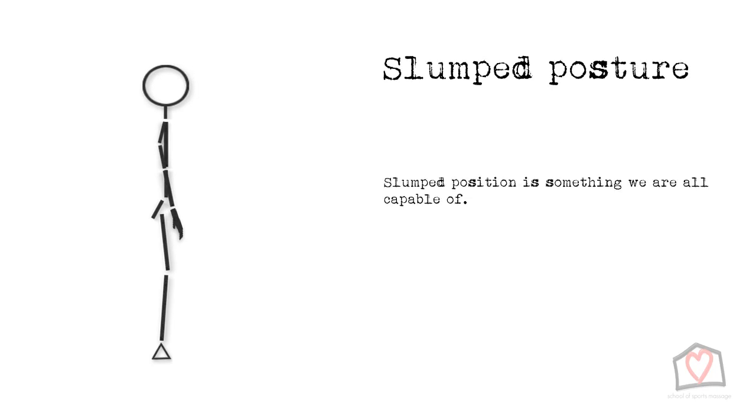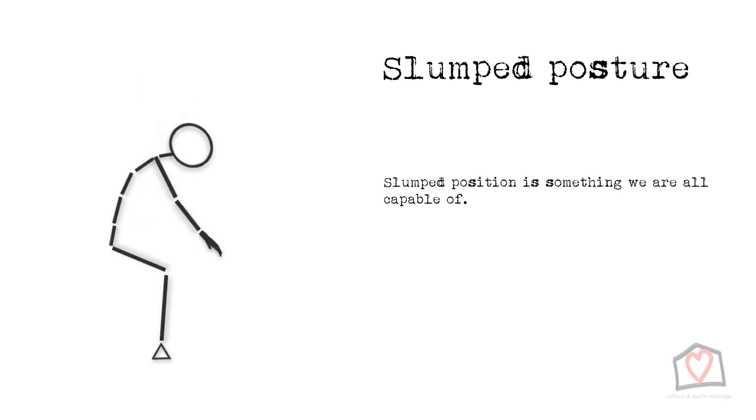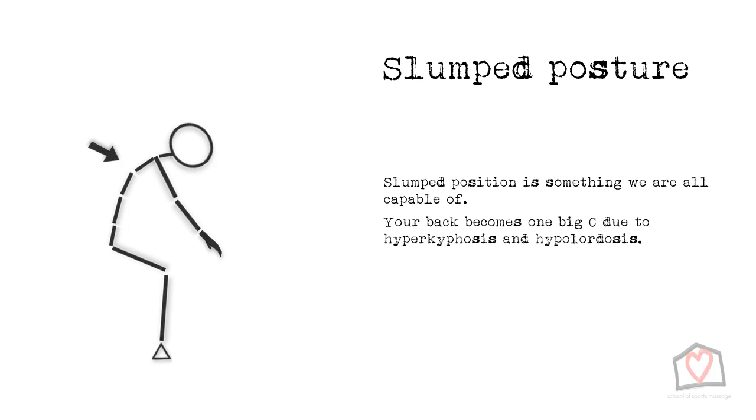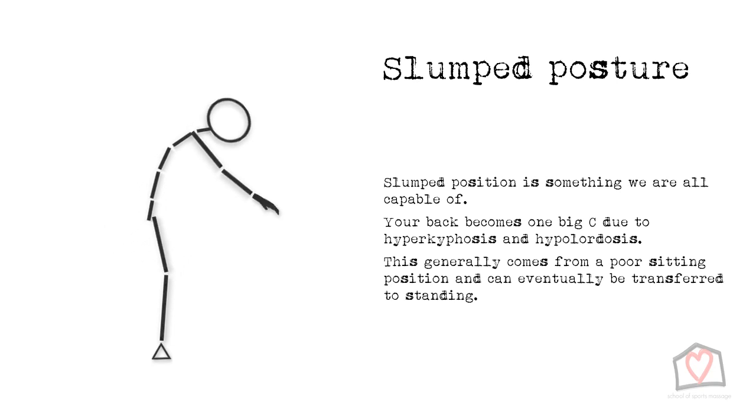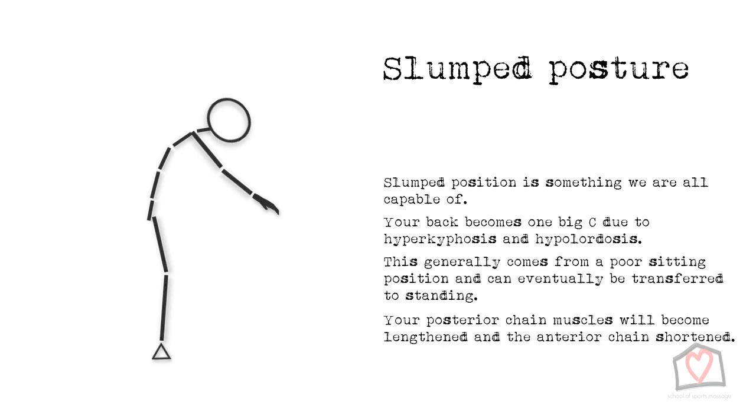Now let's look at a slump posture. We are all very capable of this one when we sit down. Your back becomes a big C, which would be hyperkyphosis and hyperlordosis. This generally comes about from a poor sitting position and can eventually be transferred to standing, giving the impression of being slumped in the upper body when stood. This could potentially reduce lung function as you are folded forward on yourself. Your posterior chain muscles will become lengthened and the anterior chain shortened.